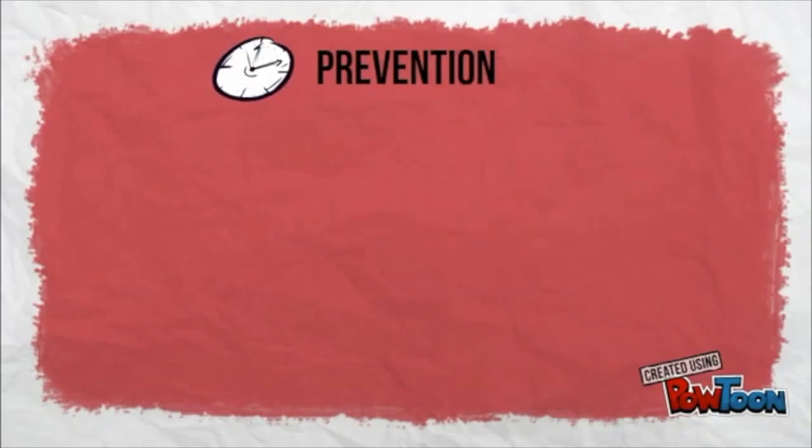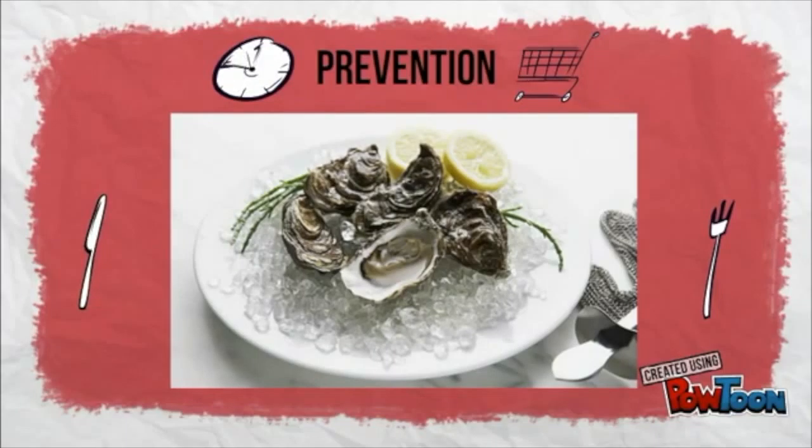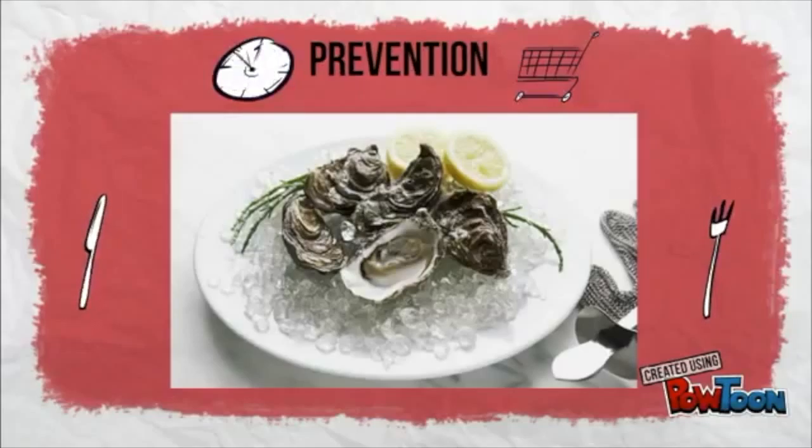We can prevent the contraction of V. vulnificus by educating people on the risks associated with eating raw and undercooked shellfish. Along with that, the education could include how to properly cook shellfish. Since Vibrio prefers warm conditions, shellfish must be refrigerated from harvesting to consumption. Oysters should be put on ice immediately after harvesting.